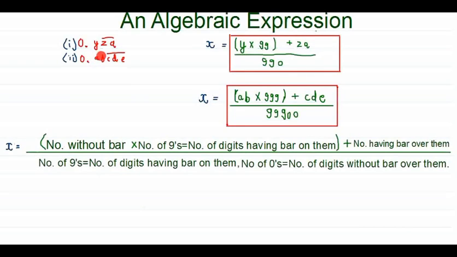So as you can see, there are two digits which are having bar over them. So it is 9 and 9. So two digits, so two 9s. And number of zeros here will be equal to number of digits without bar over them. So you can see here y is the number which isn't having bar over it. So it is only a single digit. So I have taken 0 here.